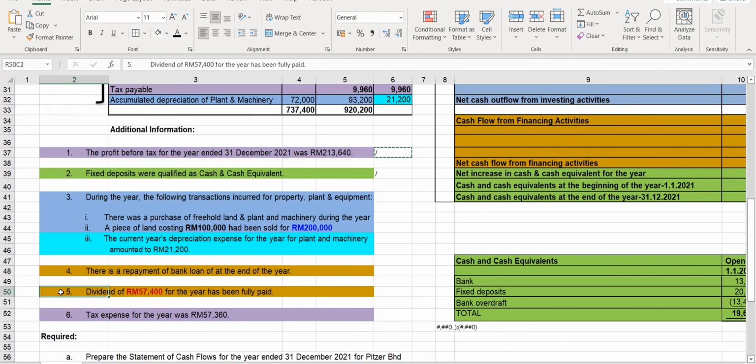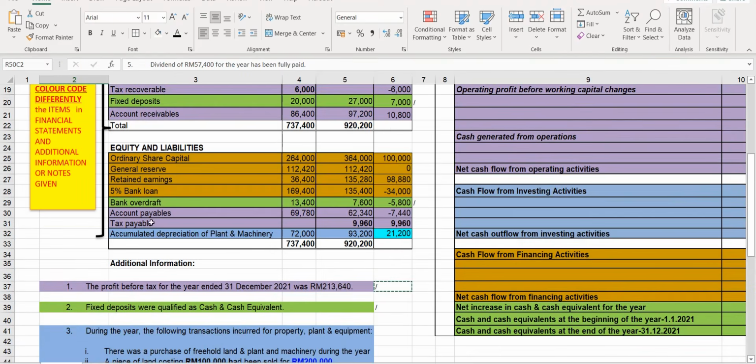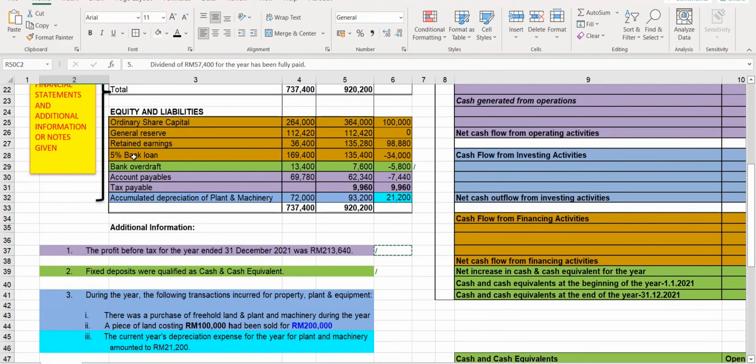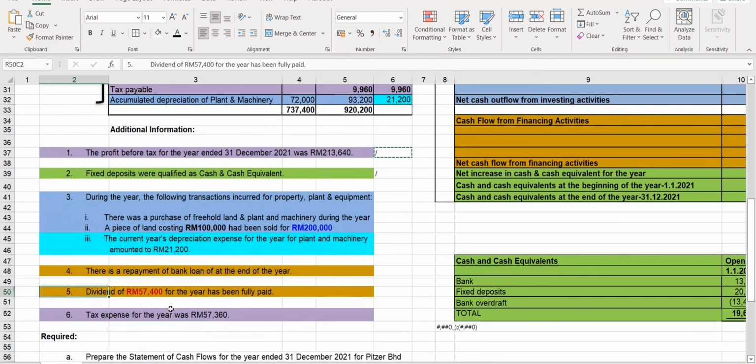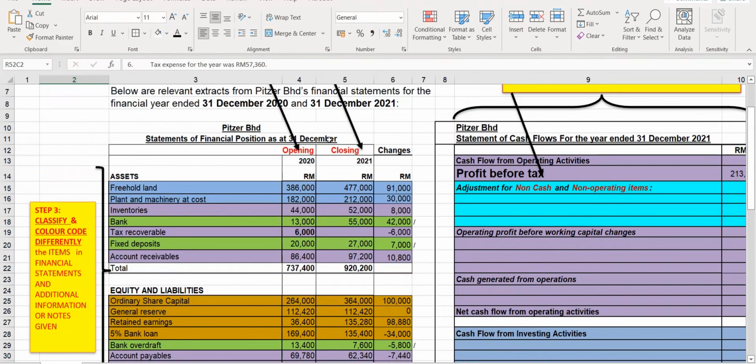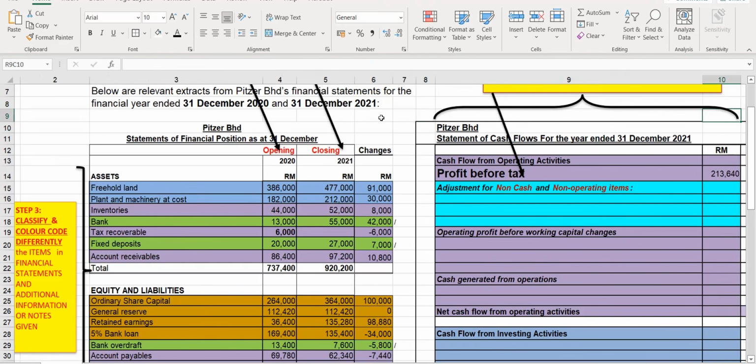The fifth one, this is dividend. Dividend is under financing activities. So under financing activities, apart from the movement in the non-current liabilities and the equity that may have involved cash inflow or outflow, the dividend that is being paid by the company to the shareholders is also part of financing activities. And you have the last item here, number 6, tax expense. This tax expense will be relevant for you to calculate how much is the tax paid that is part of the operating activities.